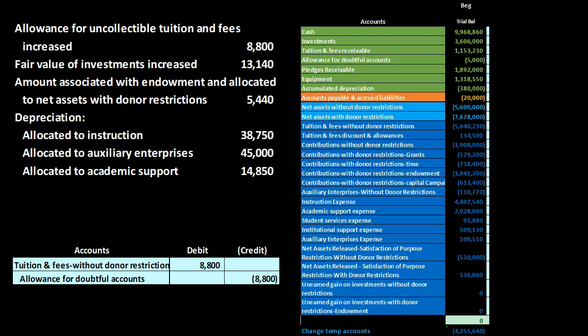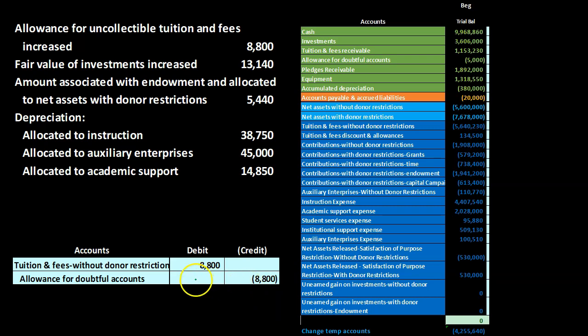We have the allowance for uncollectible tuition and fees has increased. So if you consider up top, we have the tuition and fees receivable. Then we have the allowance for doubtful accounts below it. This is similar to a for-profit type of organization. Anytime we have a receivable, we should be considering how much of that receivable would be uncollectible and then recording that estimate for it. The estimate here says that we're going to increase that by the $8,800. So we're going to credit the allowance for accounts by the $8,800, decreasing the amount of the net receivable.